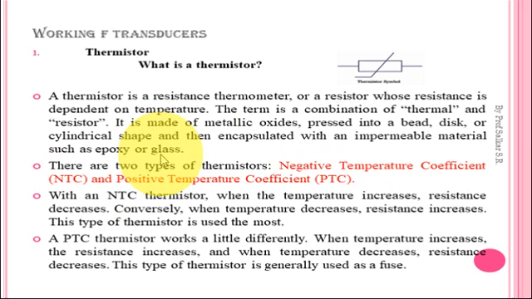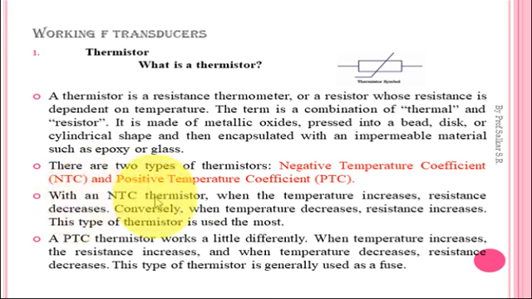Now, depending on this construction and the materials used, there are two types of thermistors available. The first one is negative temperature coefficient and the second is positive temperature coefficient, that is NTC and PTC. NTC thermistors are the most widely used thermistors, and PTC thermistors are used rarely, in the case of fuses. So what is NTC and what is PTC, that we will learn now.